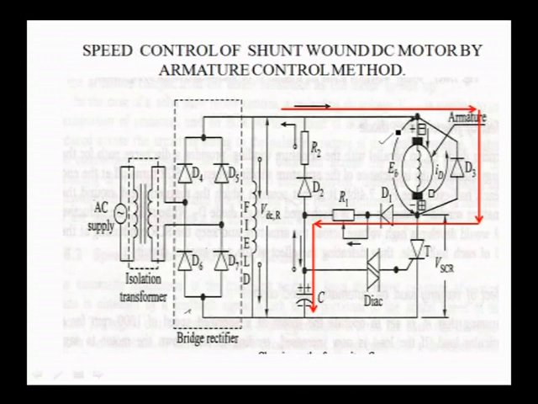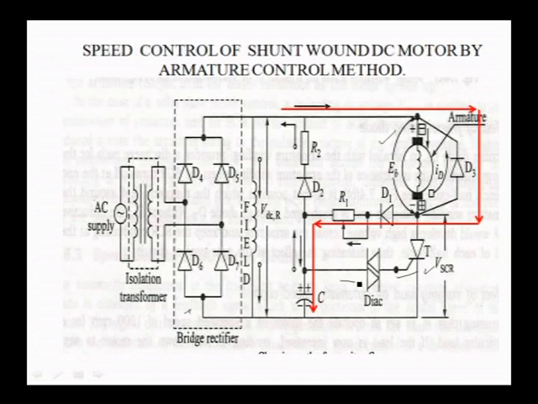We are using an SCR here. This is a different circuit; there are various circuits we have. Using the SCR, we can vary the firing angle, and by varying the firing angle we can control the voltage applied to the armature. The SCR is used in conjunction with a diac and a capacitor. When the capacitor voltage reaches the threshold voltage of the diac, it conducts and fires the SCR. These are the elements we have.